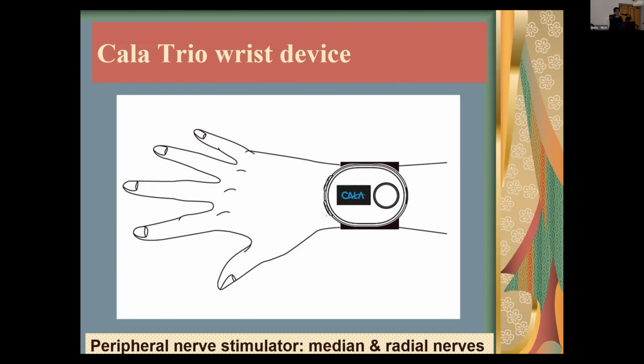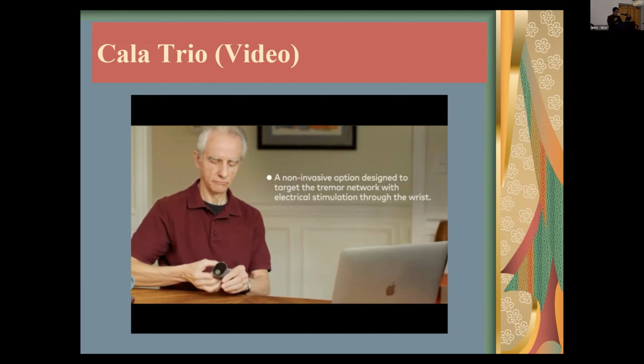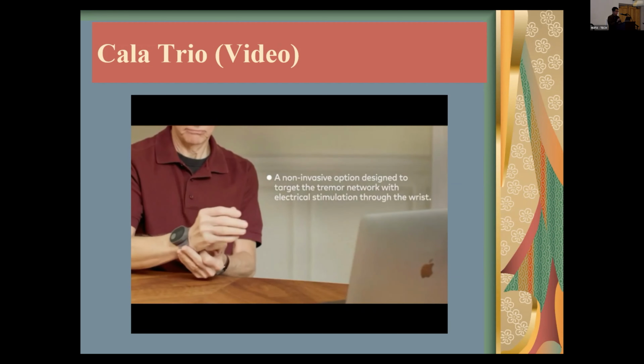And then I'm going to encourage you to check out the tables. One of the tables has the Cala Trio. This one is run by a battery. It's specifically designed to target the tremor network with peripheral nerve stimulation through the wrist.